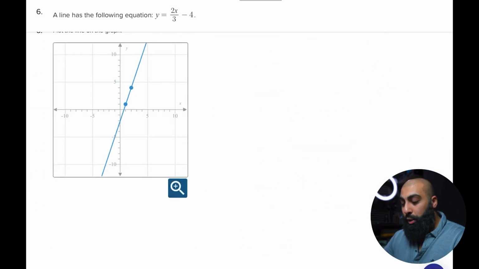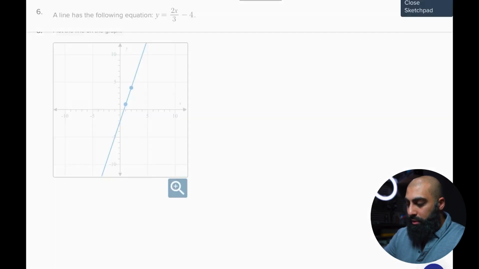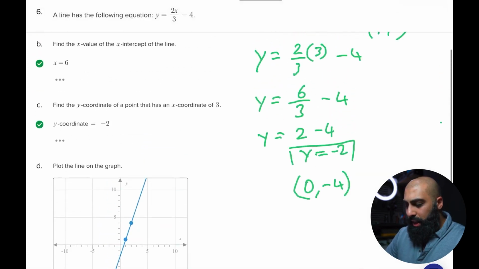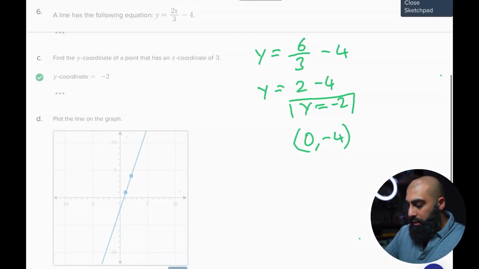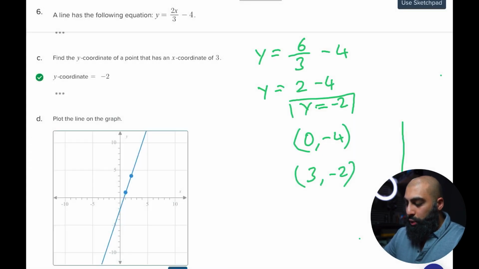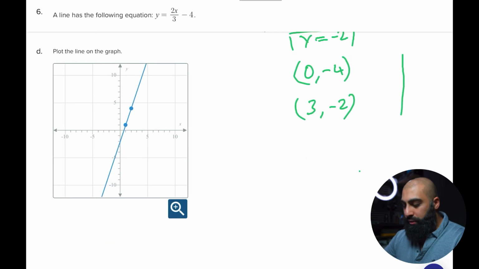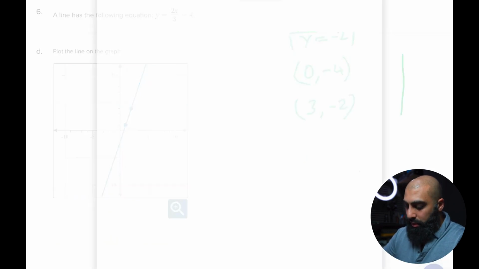And then finally, plot the line with the equation y is equal to 2/3 x minus 4. Remember, we have the y-coordinate, 0, minus 4. And if we go back up, when x is equal to 3, y is equal to minus 2. So we can use these 2 points. We can use 0, minus 4. Let's do that first. 0, minus 4.